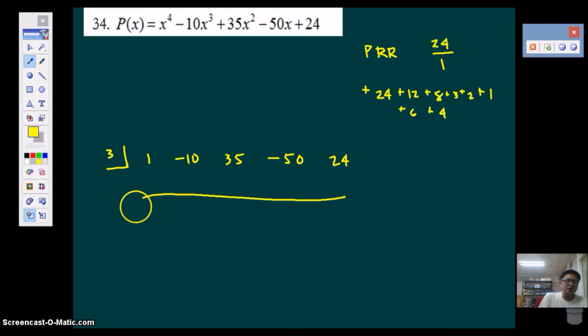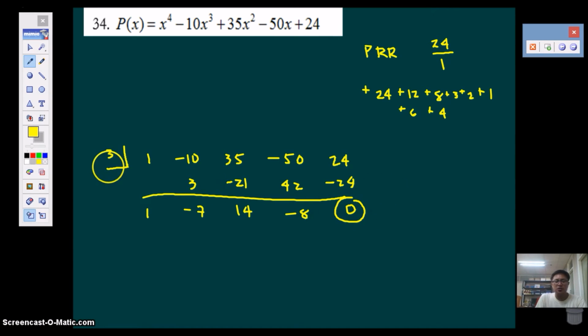I'll try 3. So 1 times 3, 3. Negative 7 times 3, that's negative 21. 14 times 3, that's 42. Then negative 8 times 3, that's negative 24. You see, I am very lucky. So the last number is 0, meaning 3 is a root.